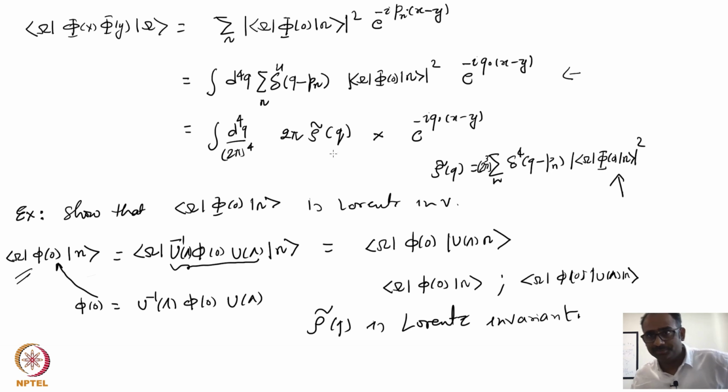Now, let us look at this again. You have d4q, meaning you are integrating over all values of q. So, the integral is a sum. So, you are summing over all possible q0, q1, q2 and q3. Some of these will correspond to space like q, some of them will correspond to time like q, and we want to analyze this rho tilde of q and say what happens if q is space like and if q is time like. So, let us look at space like first.